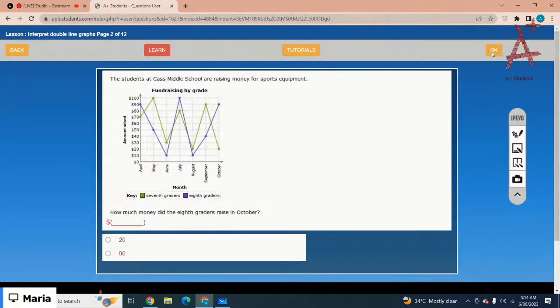Okay, the students at the middle school are raising money for sports equipment. How much money did the eighth graders raise in October? Eighth graders have the blue line, and you also have to look for October. Here you have October. Just look at the blue line and match it to the y-axis. So it would be $90. That means eighth graders raised $90 in October.